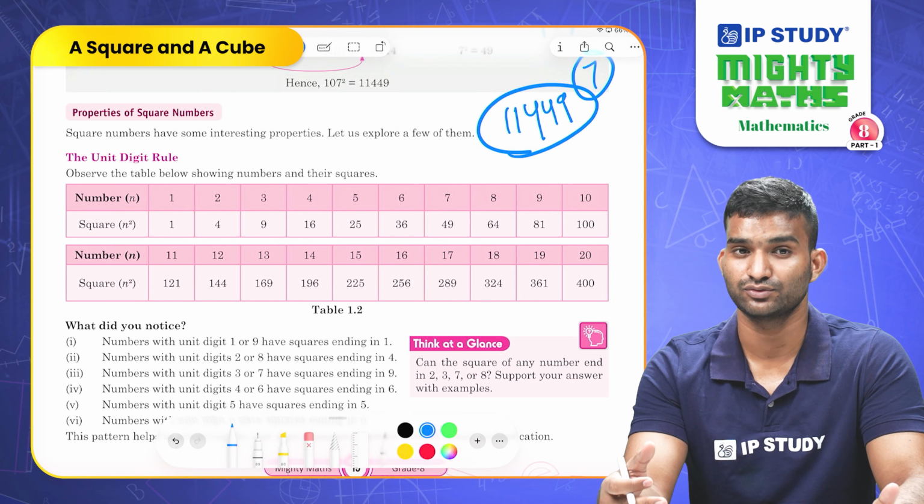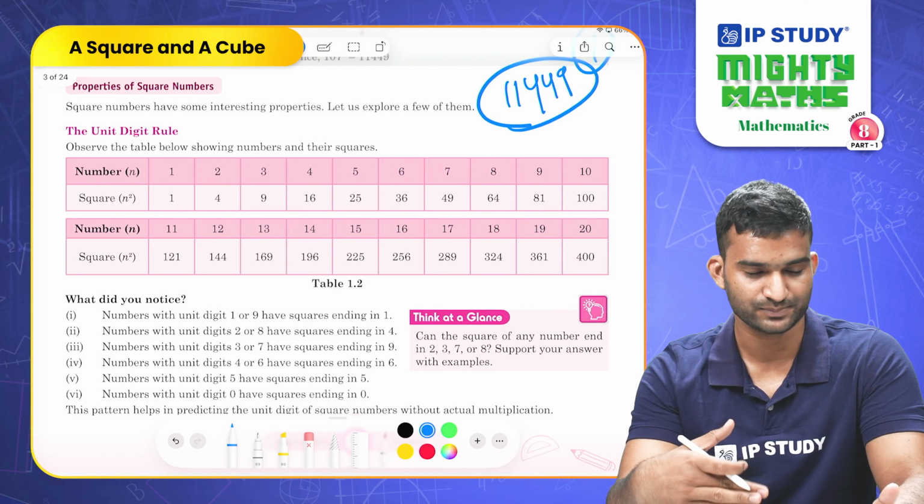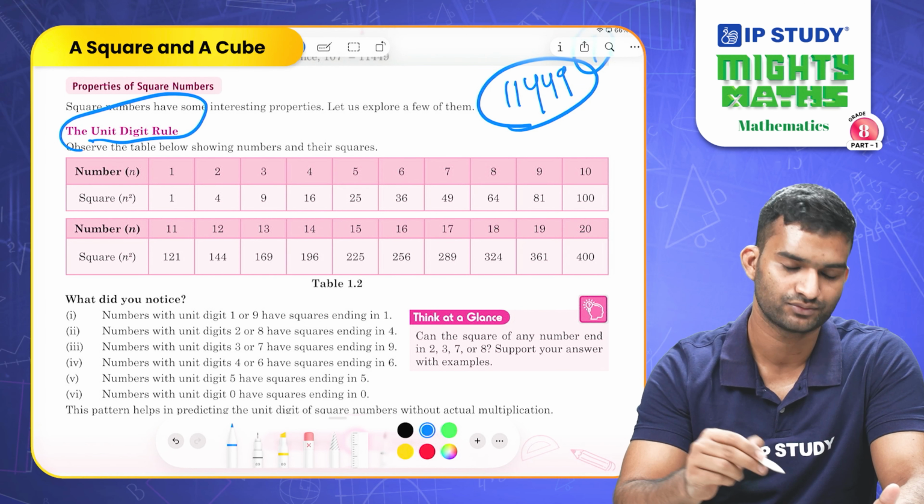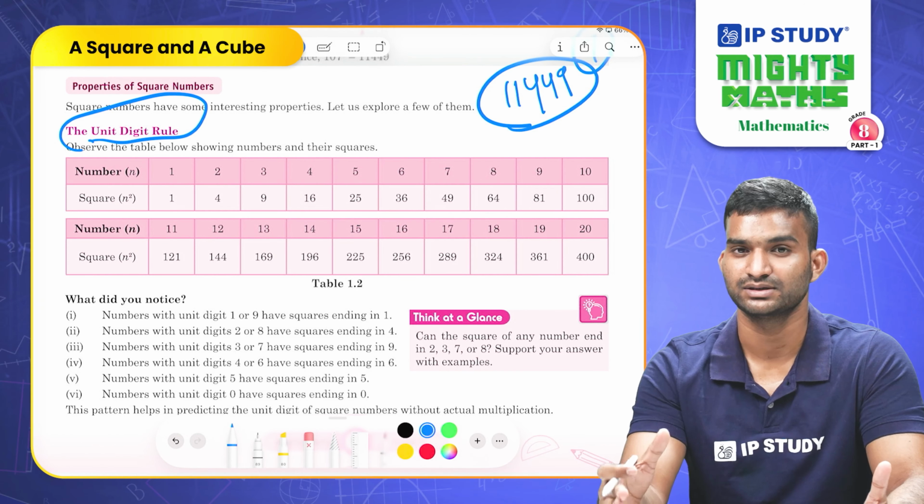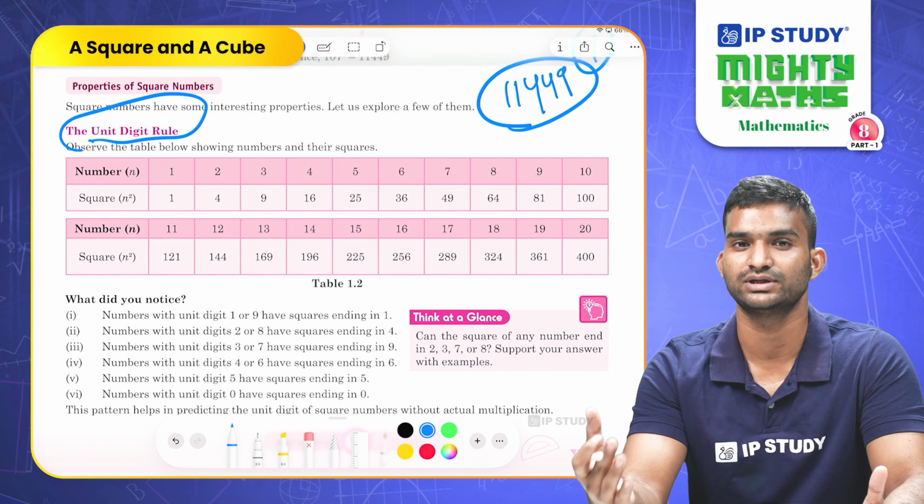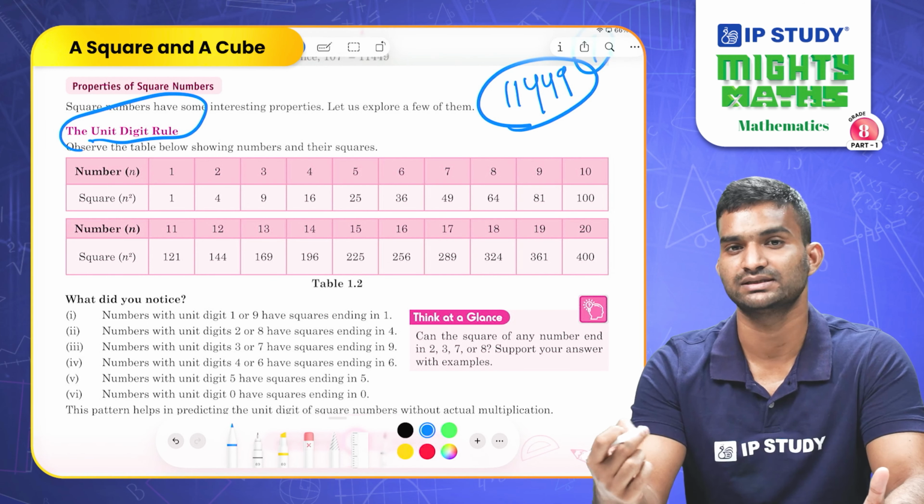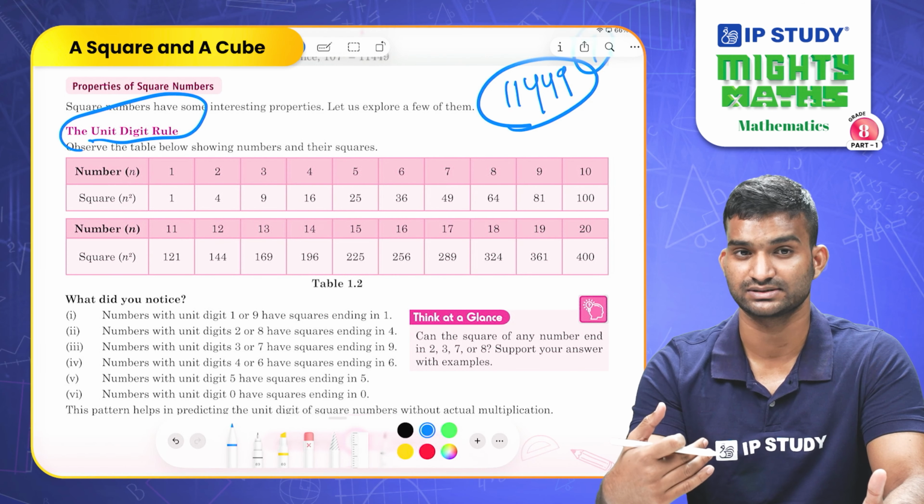Moving to the next topic of our chapter, the properties of square numbers. Let's have a look at what properties we are going to cover under this chapter. Our first property is the unit digit rule. What is the unit digit? Whenever we take a number, the rightmost digit is called the unit digit. For example, if we say a number like 41, 1 is the unit digit in this case. And if we say 449, 9 is the unit digit.